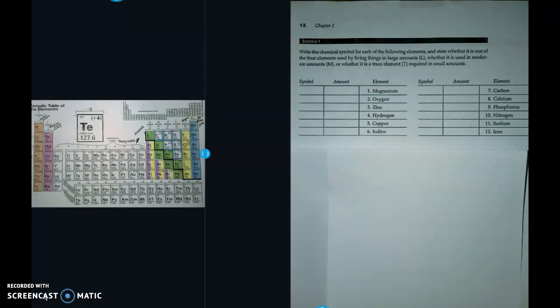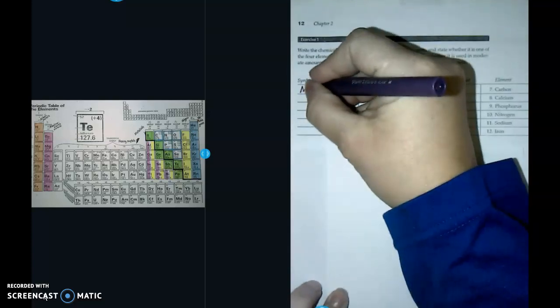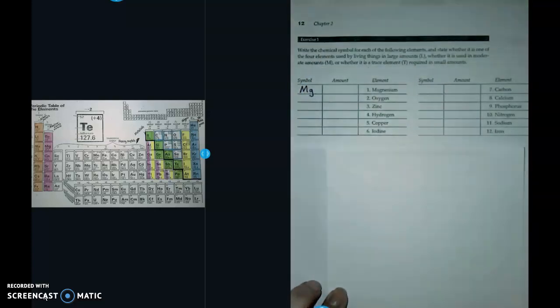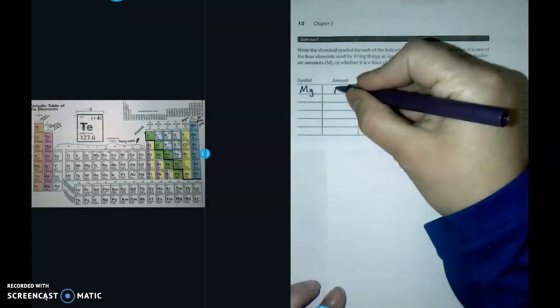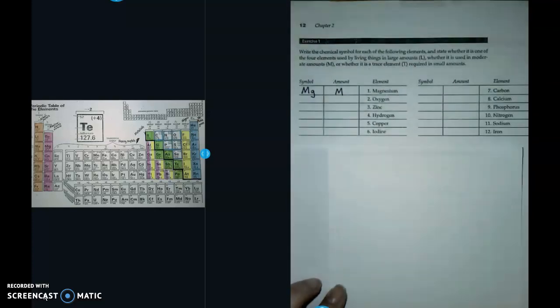Next, we're going to use our periodic table to help us with exercise 1. It asks us to write the chemical symbol for each of the following elements and state whether it's one of the 4 elements used by living things in large amounts, whether it's used in moderate amounts, or whether it's a trace element required in small amounts. So the first one is magnesium, and our symbol for magnesium is an Mg. It's always a capital letter and a lowercase letter. The amount that it's needed is going to be a medium amount, a moderate amount.